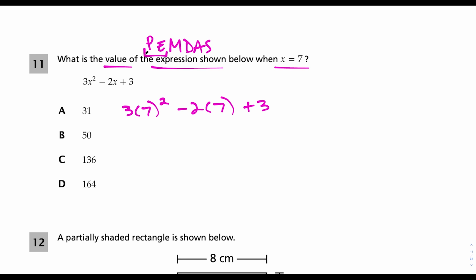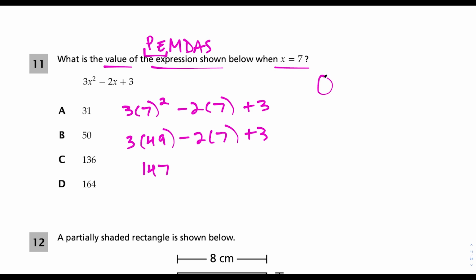So first, you're going to do parentheses, exponents. So when I look here, I have 7 to the second power. So I'm going to do 7 to the second power, and 7 times 7 is 49. So I have 3 times 49 minus 2 times 7, and then plus 3. Now the next operations to look out for are multiplication and division. And notice that we have multiplication here, 3 times 49, and we also have 2 times 7. So 3 times 49, I know that's 147.